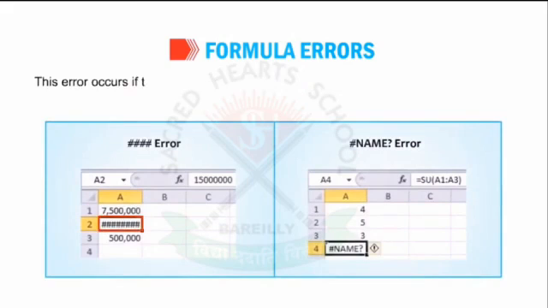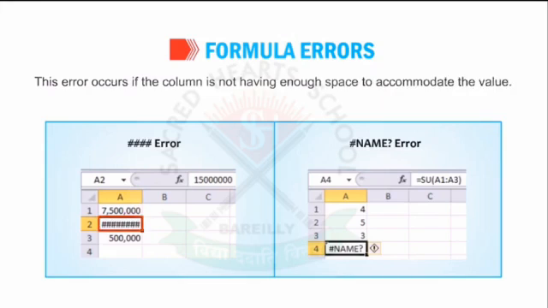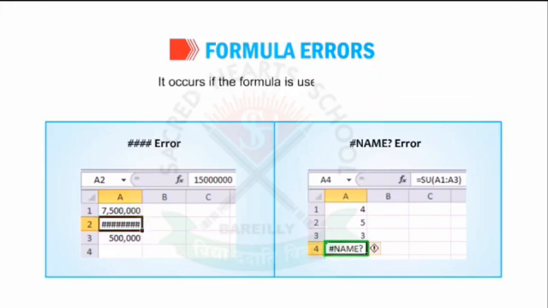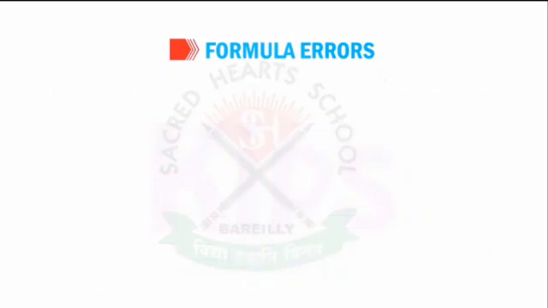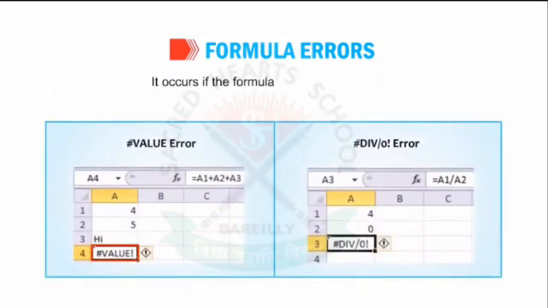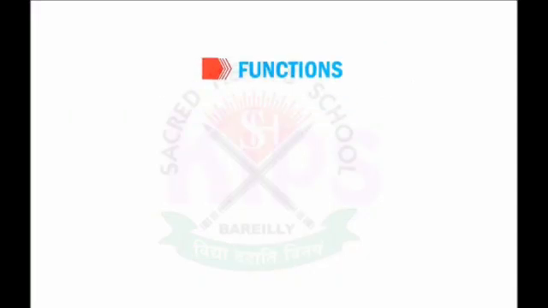This error occurs if the column does not have enough space to accommodate the value. It occurs if the formula is used incorrectly. It occurs if the formula contains invalid data. This occurs if a number is divided by 0.